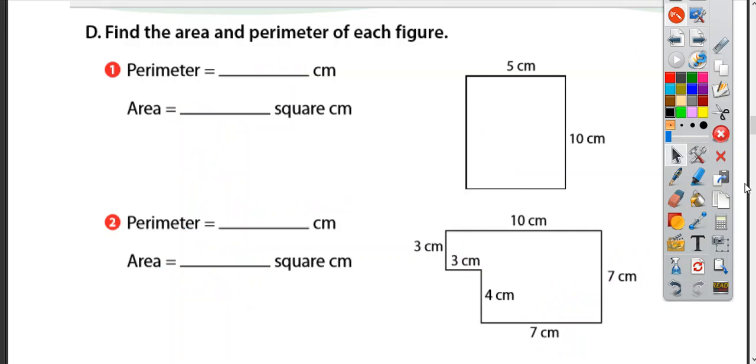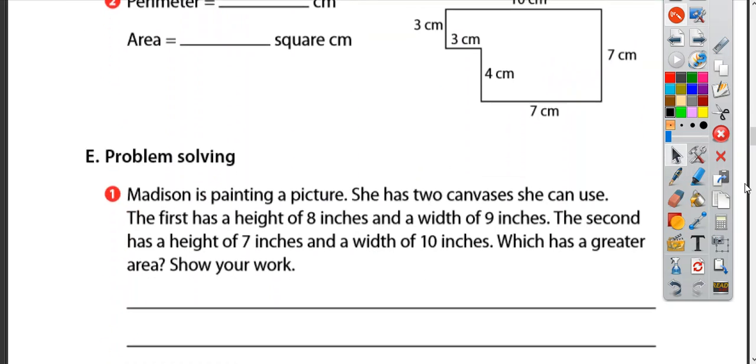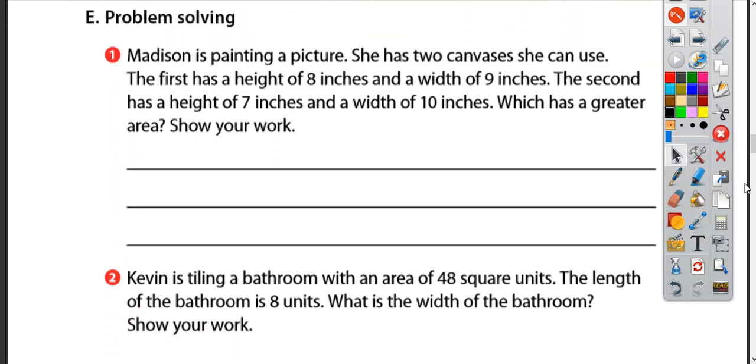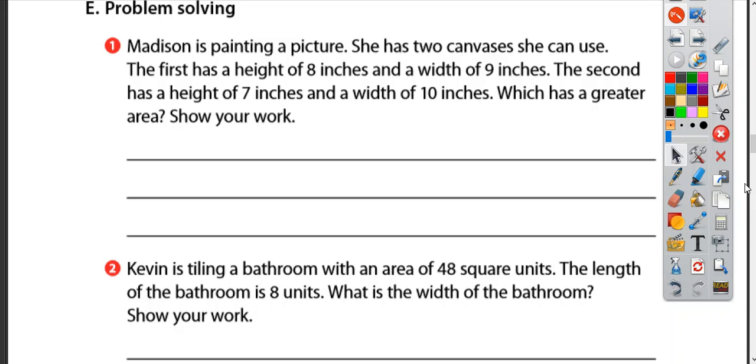So this is the area of the shape. Now go to the next question. Problem solving. Madison is painting a picture. She has two canvases she can use. The first has the height of 8 inches and the width of 9 inches. The second one has the height of 7 and the width of 10.